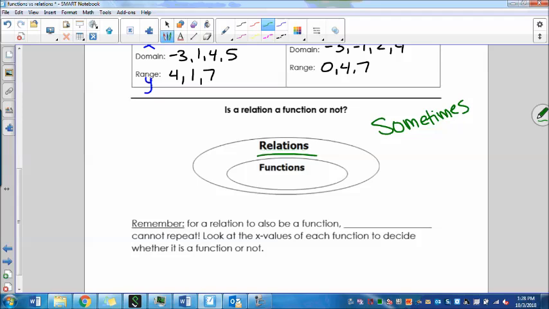So, for a relation to also be a function, your x's cannot repeat. Look at the x values and decide whether it's a function. We only care about the x values if they repeat. If y values repeat, that's fine. X values cannot repeat for it to be a function. So let's look at some examples.